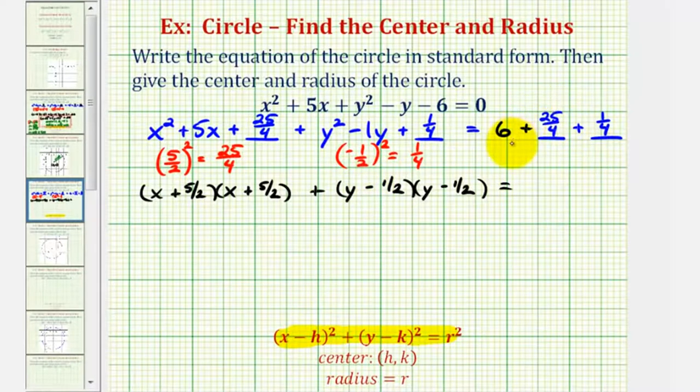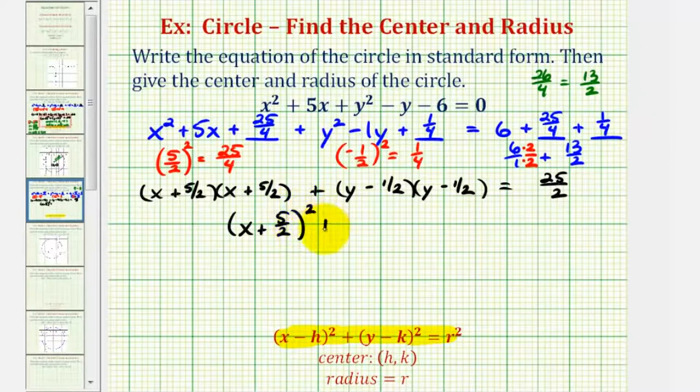And now on the right side of the equation, we have 6 plus 25 fourths plus 1/4. Well, 25 fourths plus 1/4 would be 26 fourths, which would simplify to 13 halves. These are both divisible by 2. So this is actually 6 over 1 plus 13 halves. The common denominator would be 2, so multiply this by 2 over 2. So now we have 12 halves plus 13 halves, so the sum would be 25 halves. And now we can write this in standard form. We'll have the quantity x plus 5 halves squared plus the quantity y minus 1/2 squared equals 25 halves.